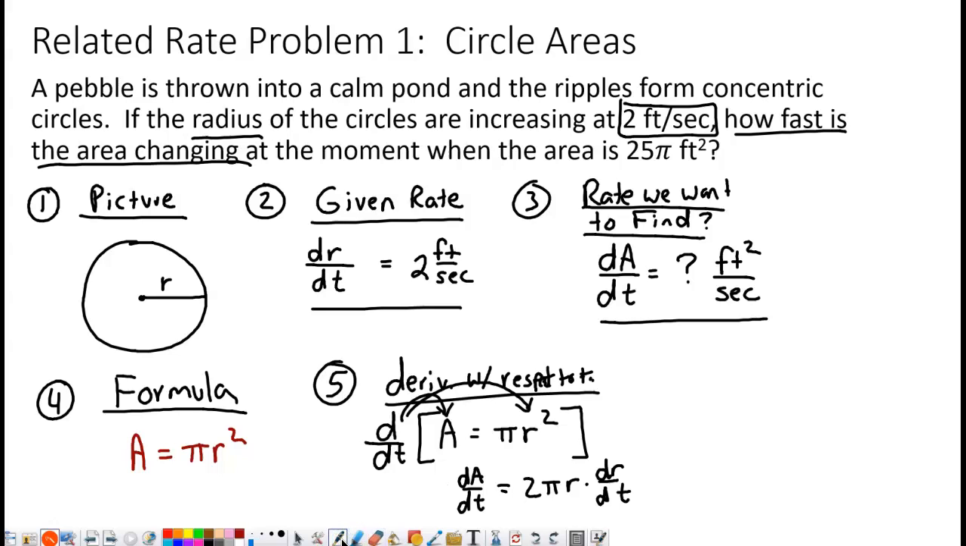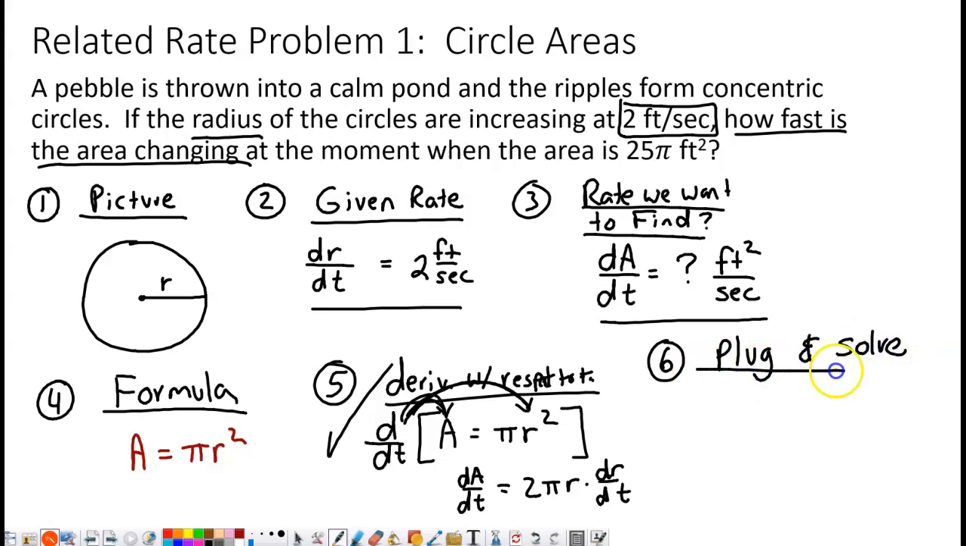So, after you find the formula that relates the two variables that you care about, you find the derivative of it. And that's implicit differentiation. So the derivative of A is dA dt, and the derivative of pi r squared is 2 pi r, because of the power rule, times dr dt. Okay? So, there is step 5. Now step 6 is to just start plugging in what you know and solve.